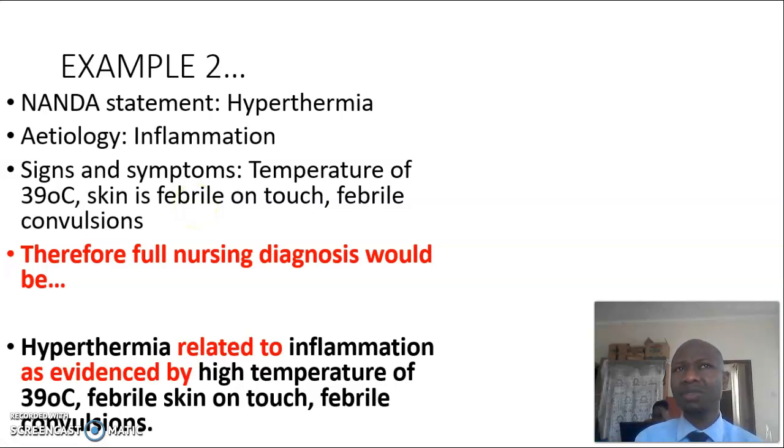And then sometimes in children, when they get high fever, they may experience what we call febrile convulsions. So that can also be added as a sign and symptom. So the full nursing diagnosis then becomes hyperthermia related to inflammation as evidenced by high temperature of 39 degrees centigrade, febrile skin on touch, and then febrile convulsions. Okay, so this becomes the full nursing diagnosis.